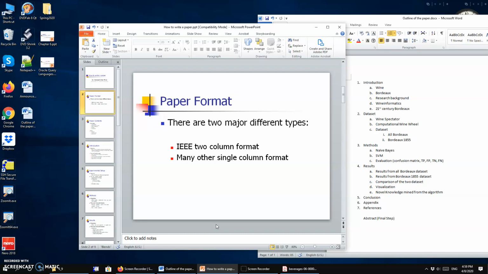However, it makes the paper look really professional, and that's something you are not regularly trained in. So I want you guys to have some experience with that. And therefore, what you are going to write in the research paper or the report is going to be in the IEEE 2-column format.